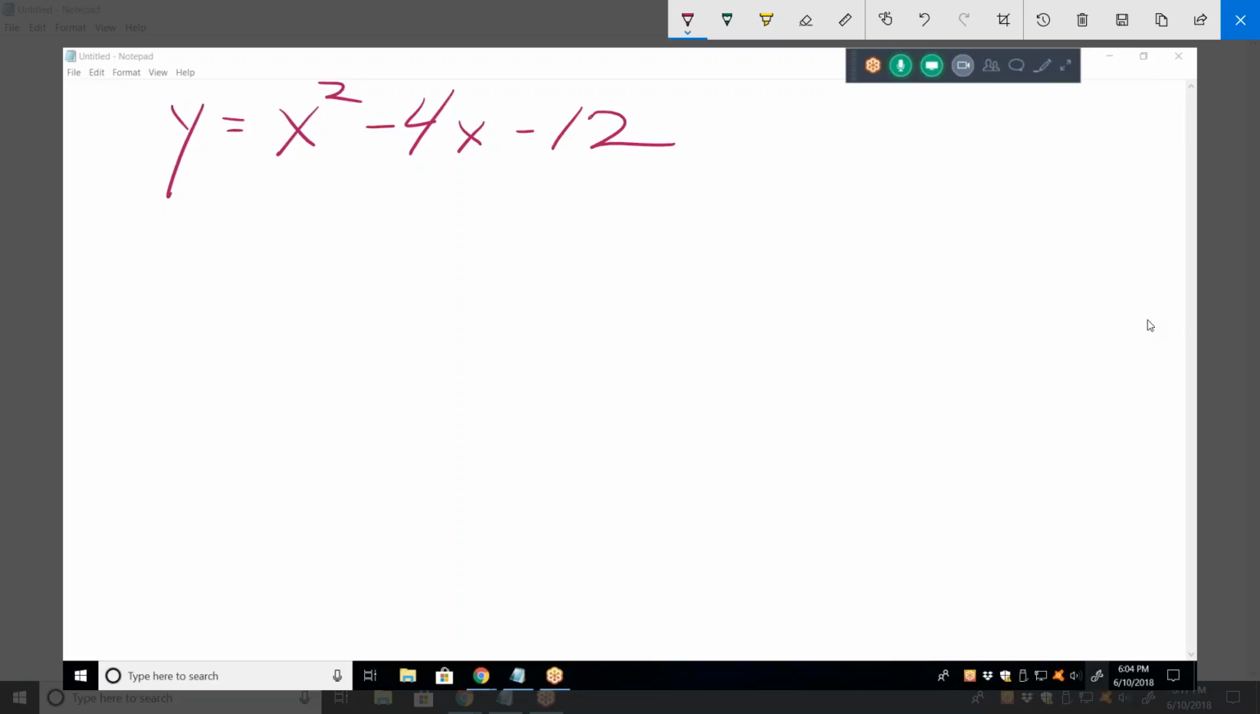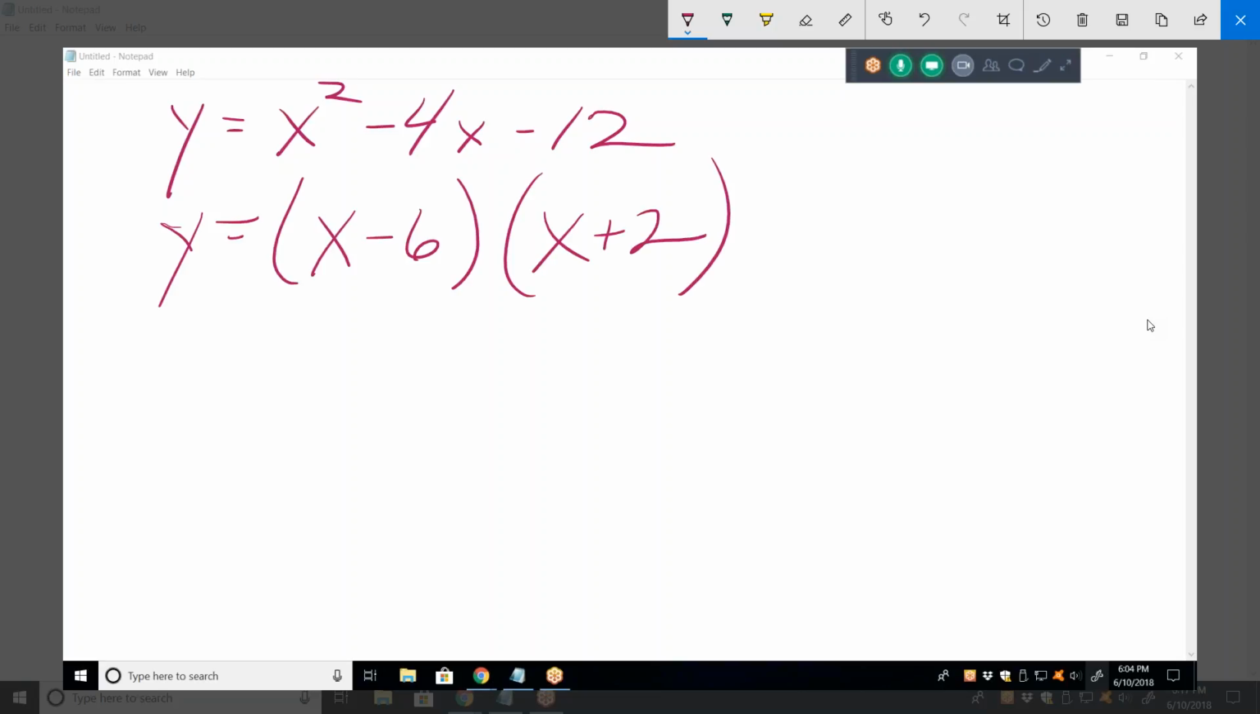Okay. First of all, is that factorable? It looks like it. Yes. So x minus 6 and x plus 2. Yeah, and that helps because there's our x-intercepts immediately. So that would be 6 and -2.